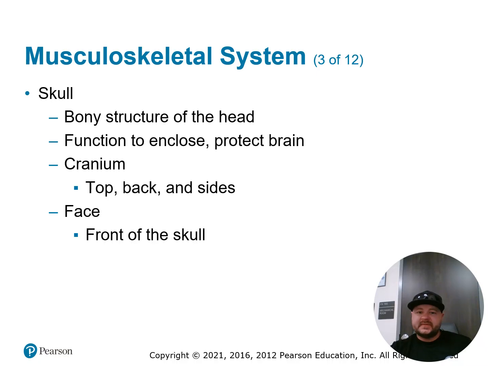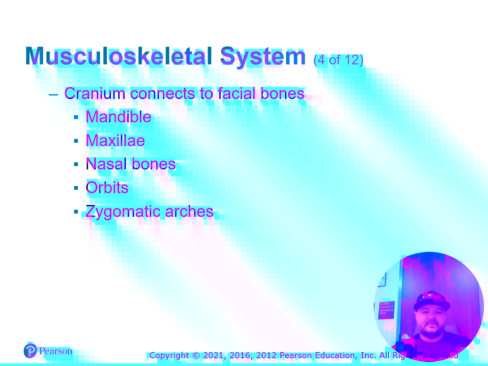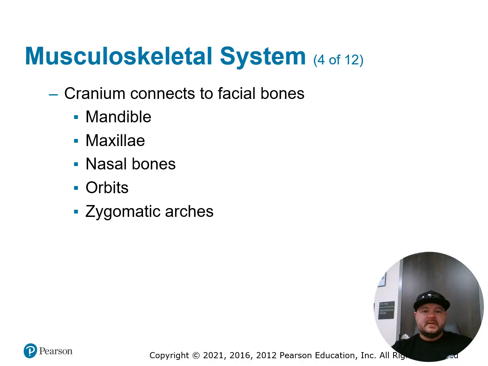So our skull, bony structure of the head, its function is to enclose and protect the brain. So the cranium is the vault that holds that brain, has a top, back, and sides. Then the face, the front of the skull, is made up of several smaller bones. So the cranium connects to facial bones. So we have our mandible, maxilla, nasal bones, orbits, and zygomatic arches.